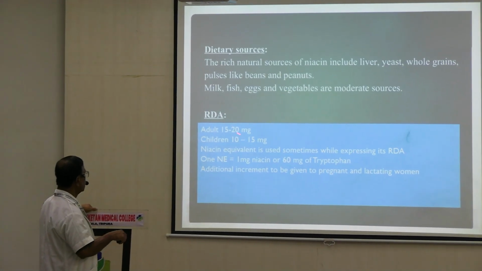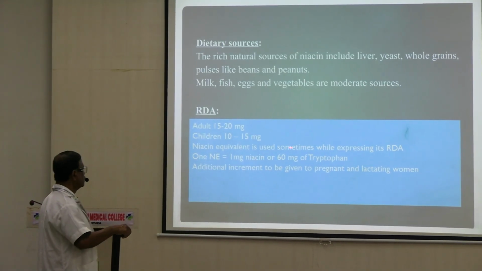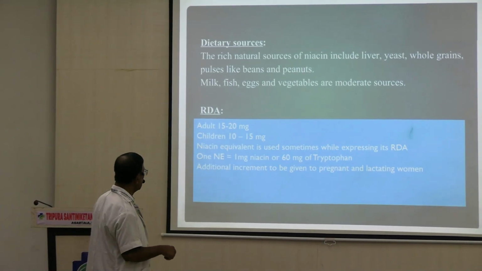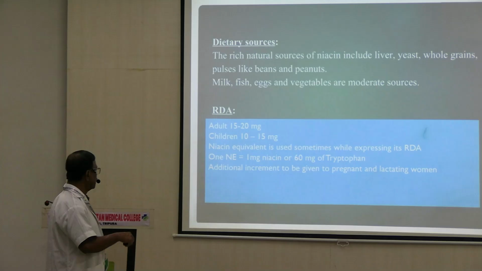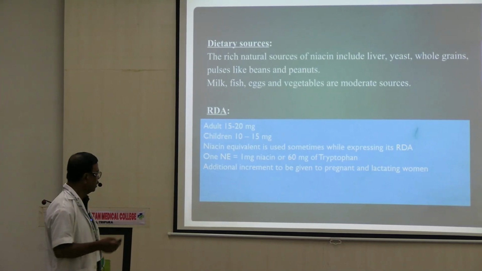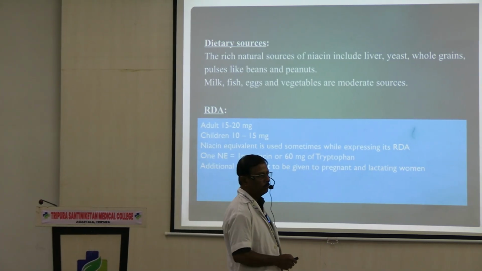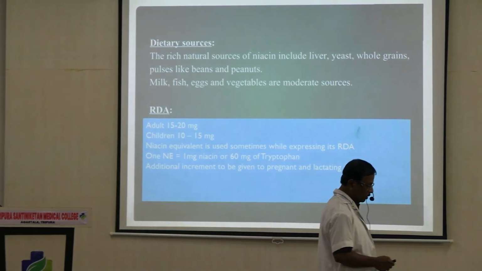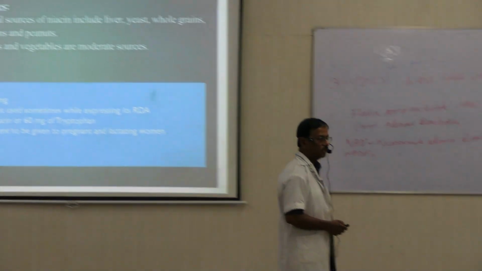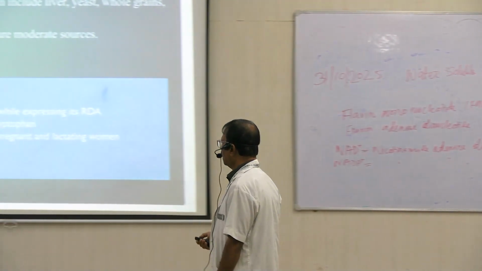RDA is 15 to 20 milligram. Children 10 to 15 milligram. Niacin equivalent is used sometimes while expressing RDA. One niacin equivalent is 1 milligram of niacin or 60 milligram of tryptophan. You will be asked how much tryptophan is required to give niacin. Okay, 60 milligram gives 1 milligram niacin.